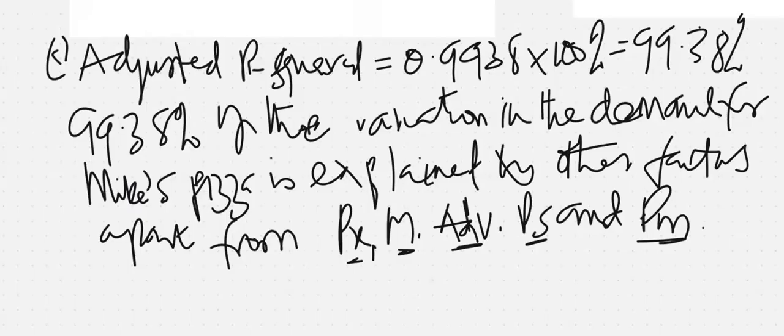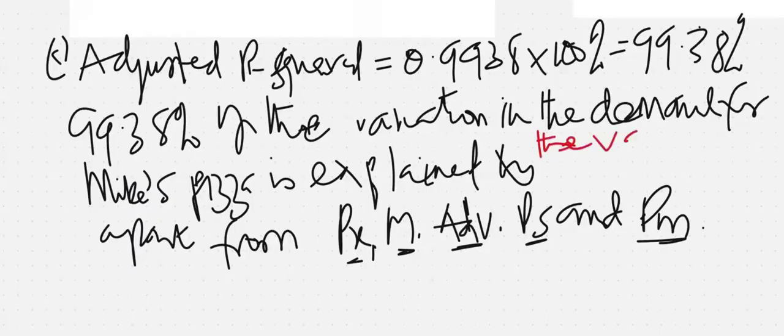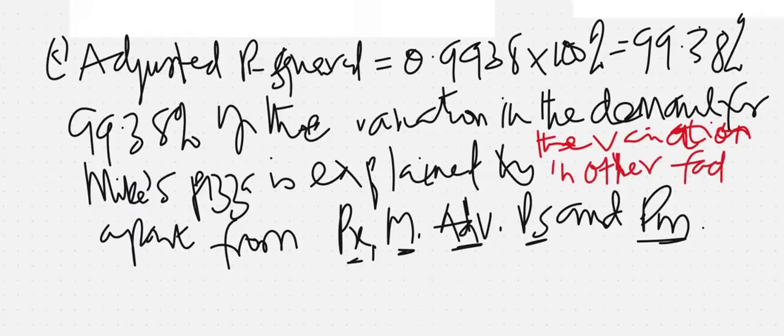Let me clean something here. I'll continue. It's explained by the variation in other factors, apart from price of Eddie's Pizza, price of Mike's Pizza, consumers' income, advertising, price of Sprite, and price of Max Pizza. So don't forget to bring that.